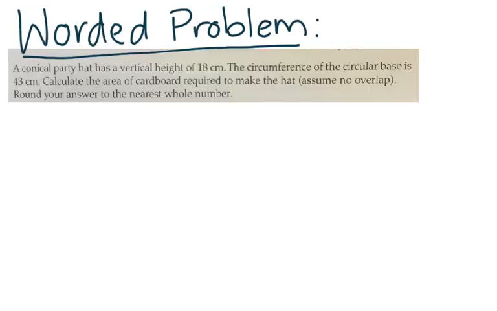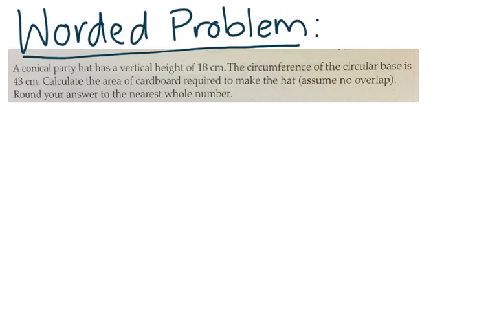The next part is a worded problem. So with the worded problems, again, if there's no diagram, best to draw one. So it says a conical party hat has a vertical height of 18 centimetres. The circumference of the circular base is 43 centimetres. Calculate the area of cardboard required to make the hat. Assume there's no overlap. Round your answer to the nearest whole number.